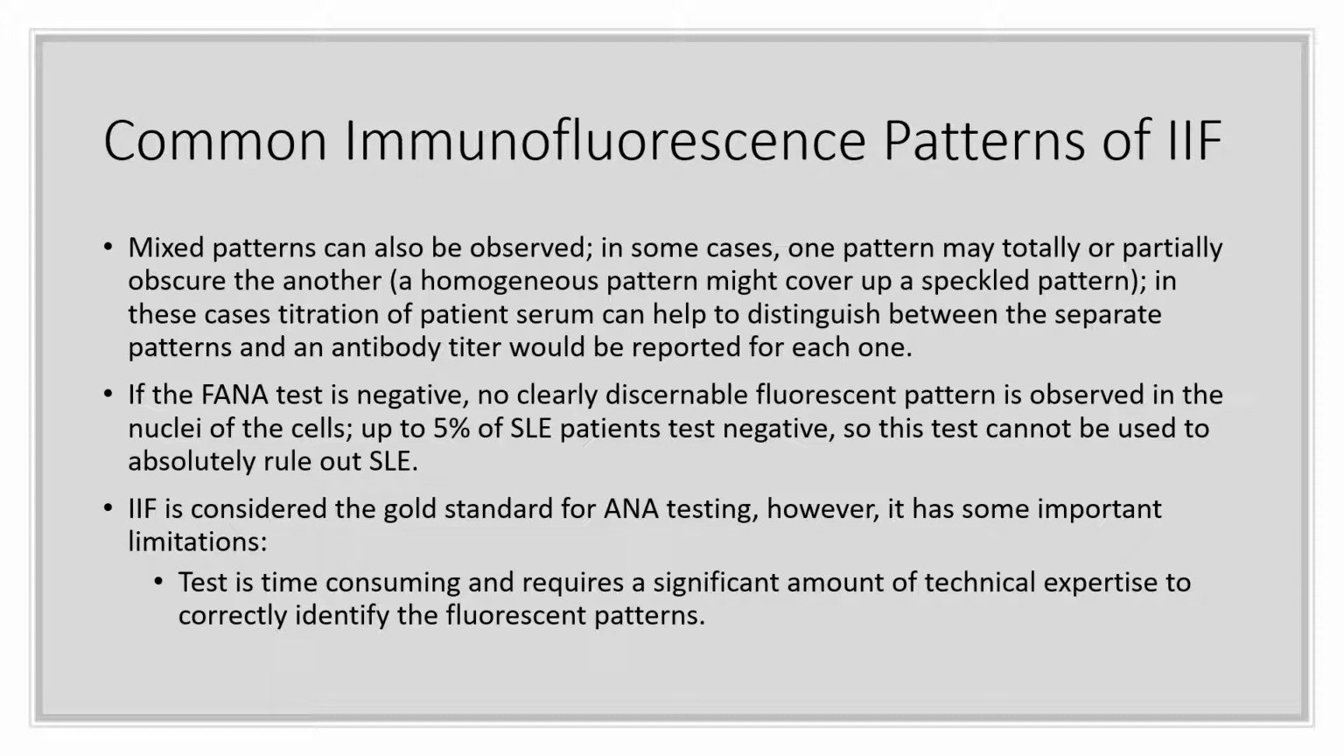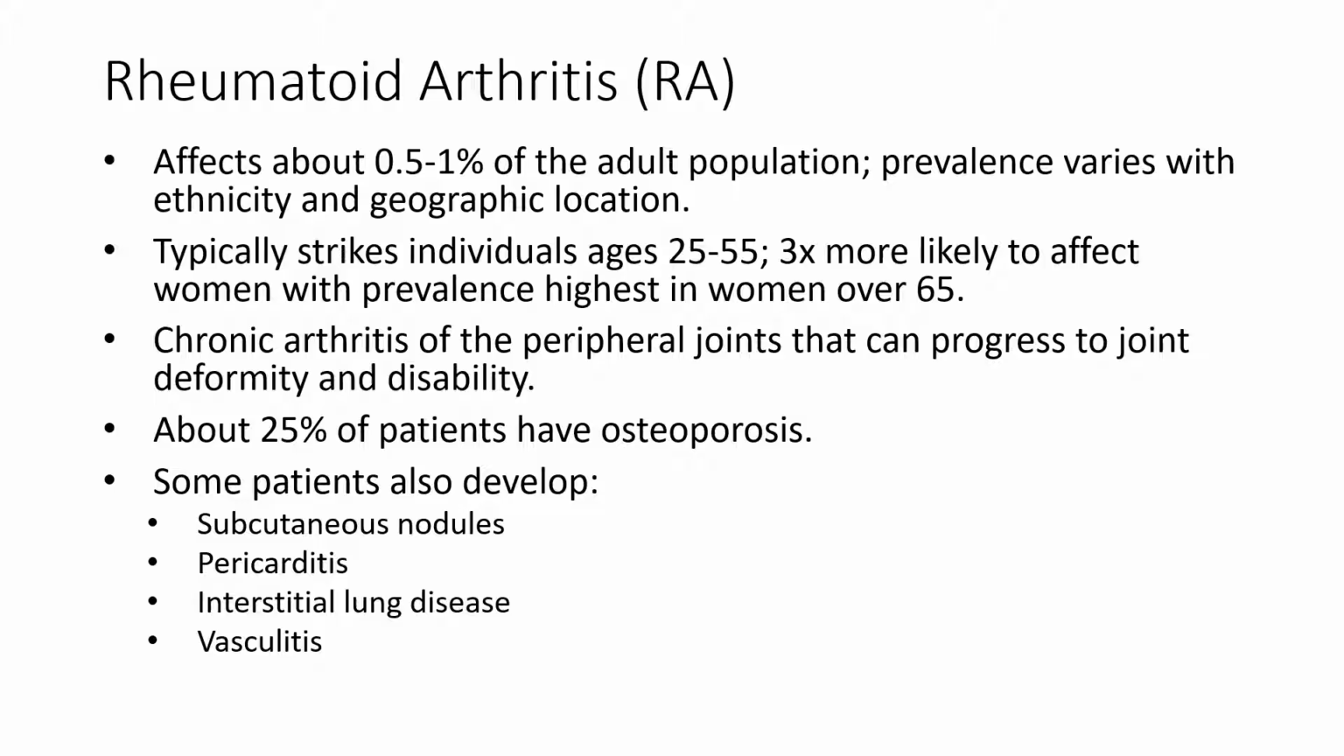Some mixed patterns can be observed. I did ANA testing for a little while, but this is something that becomes more of an art rather than a science, and takes a little bit of experience and training on the bench to develop. Another side note here is, although the ANA is considered the test for systemic lupus, it does have a false negative rate of 5%, so it cannot completely rule it out.